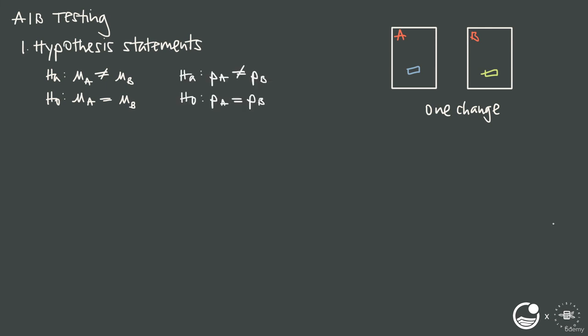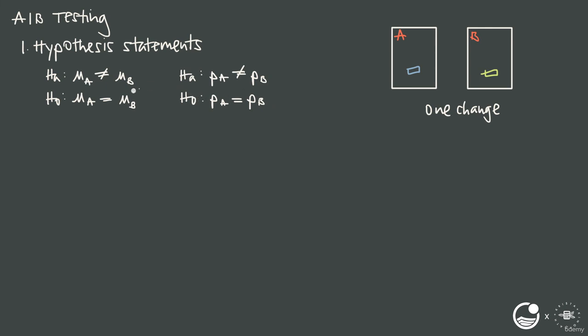And in that case, we would write our null and alternative hypothesis statements this way, where the alternative hypothesis says that the two proportions are not equal, whereas the null hypothesis says that the two proportions are equal. Changing to variation B doesn't affect the proportion of customers who click the button. The proportion remains the same in variation B as it was in variation A. The two proportions are equal in that null hypothesis.